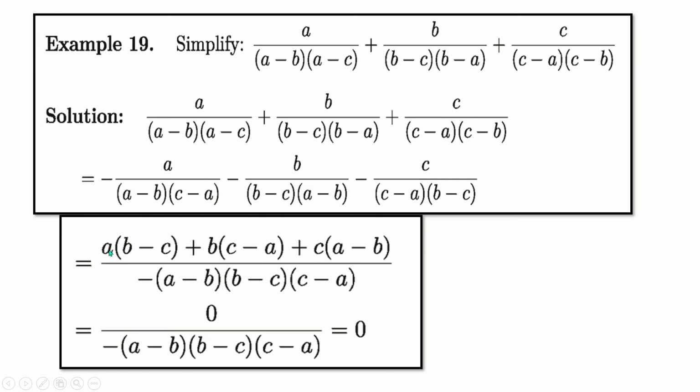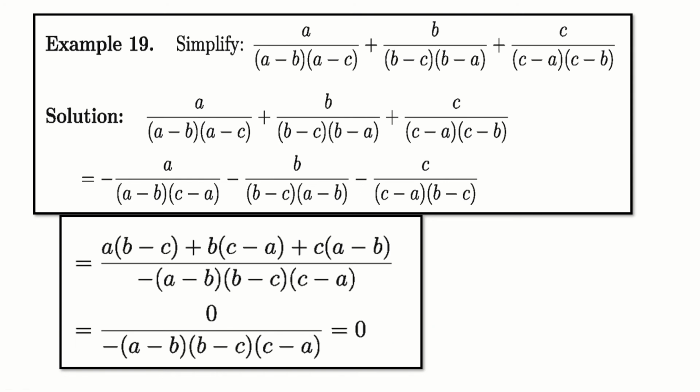Now multiplying, we will get ab minus ac plus bc minus ab plus ac minus bc. As a result, all will cut, the result will be 0, and the denominator will be the same. So 0 divided by something is also 0. This is the required answer. Very easy math, you just have to calculate.